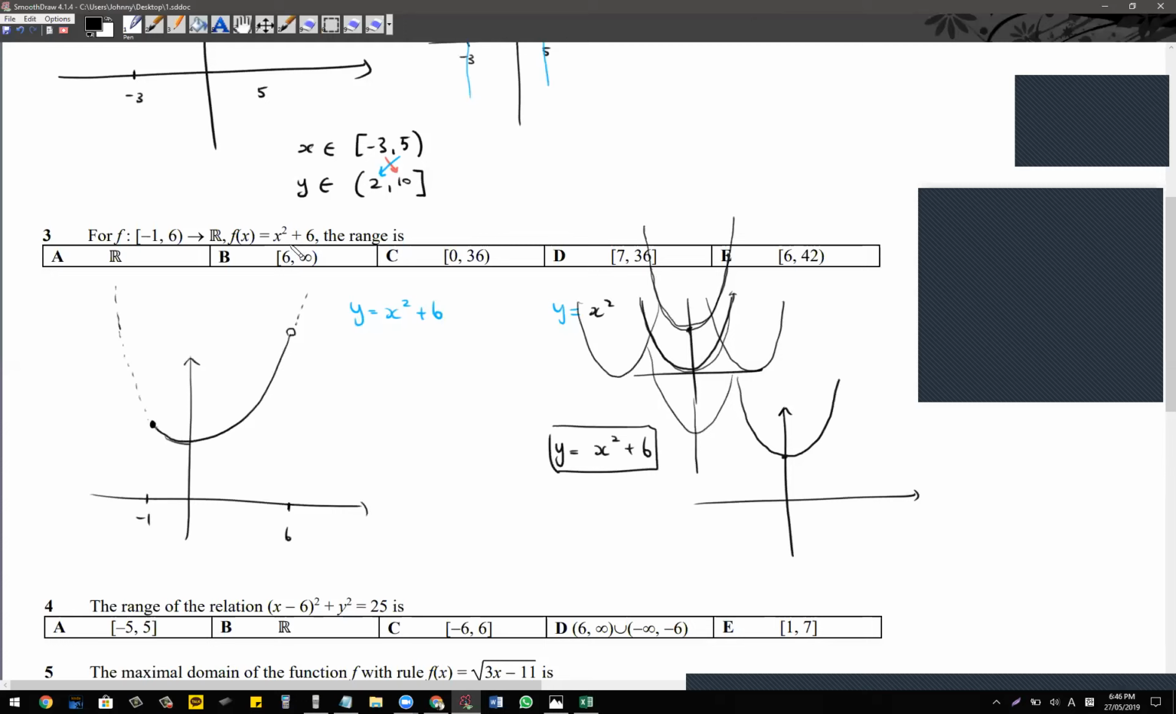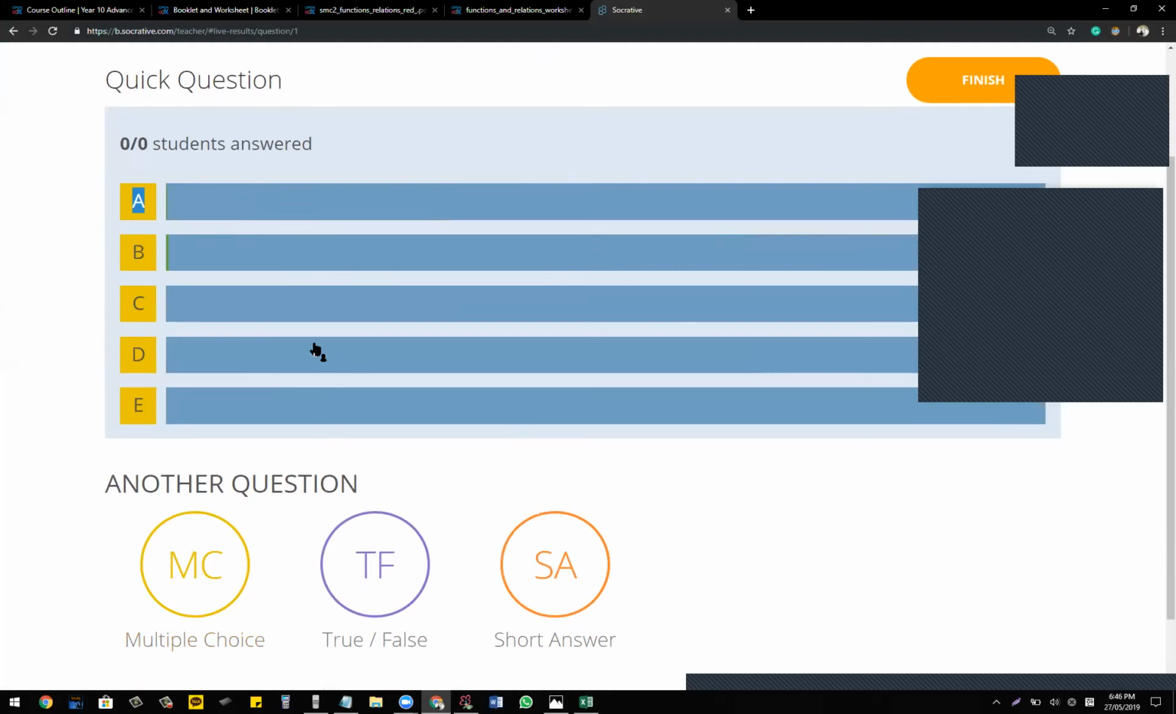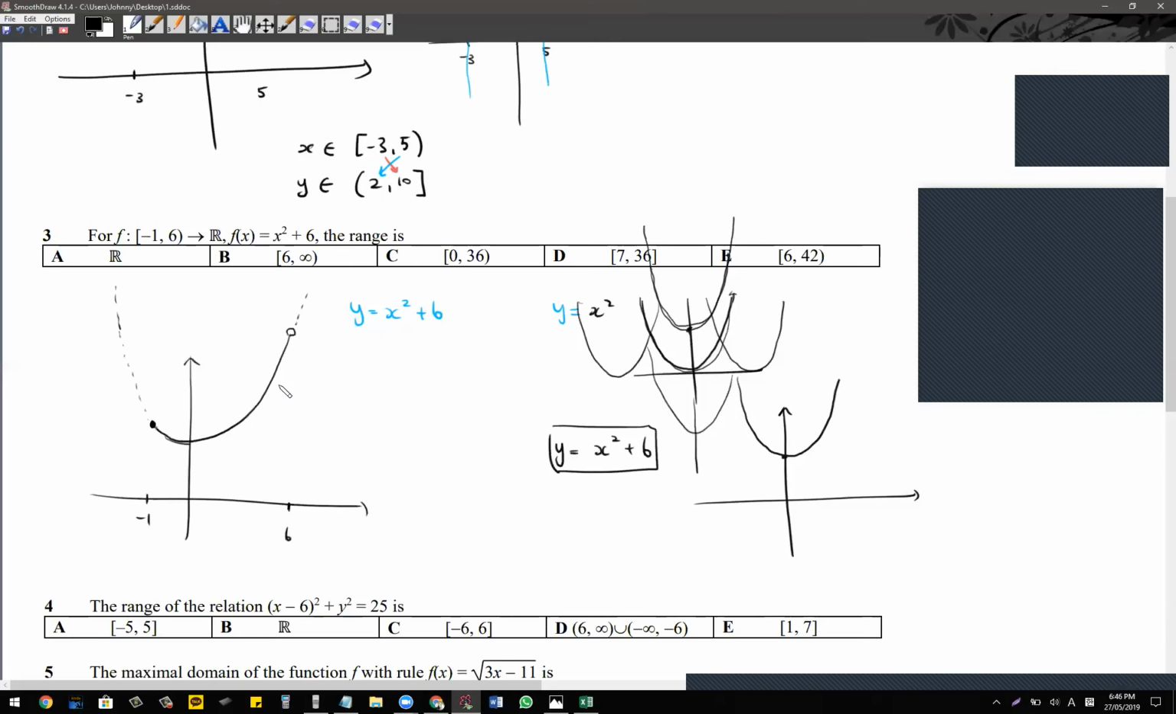Now, we need to figure out the range, okay? So I'll give you some time for that. So MCQ. So obviously the domain is from there to there. From there to there. That's including, excluding. That's the domain. Range is the allowed y values, isn't it?